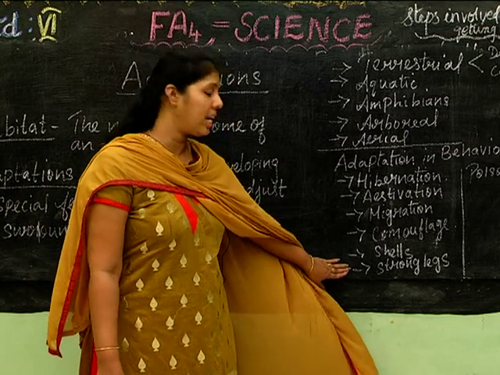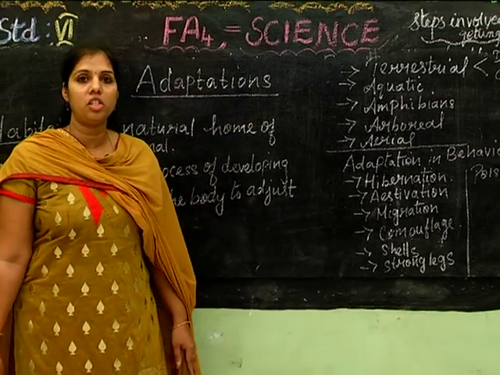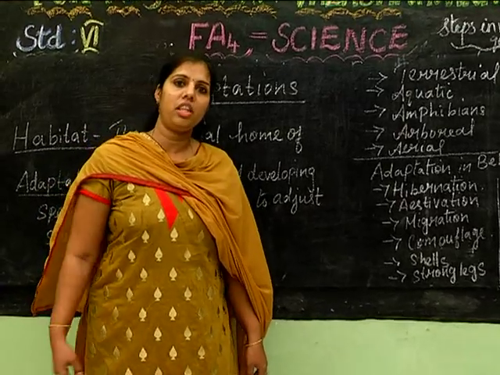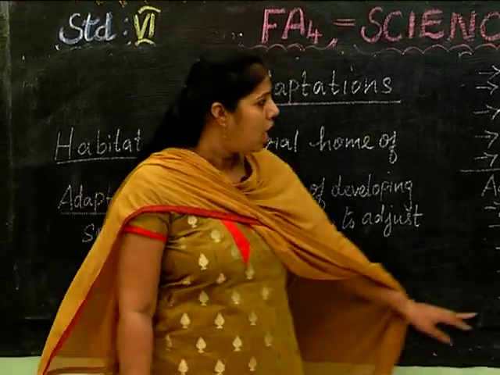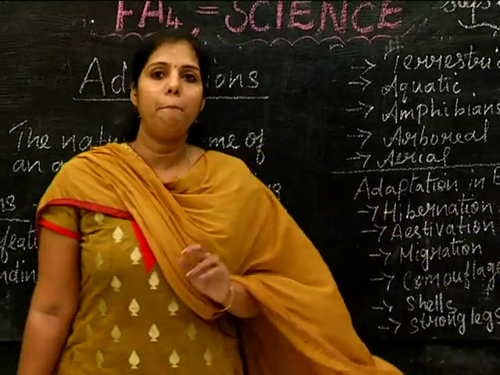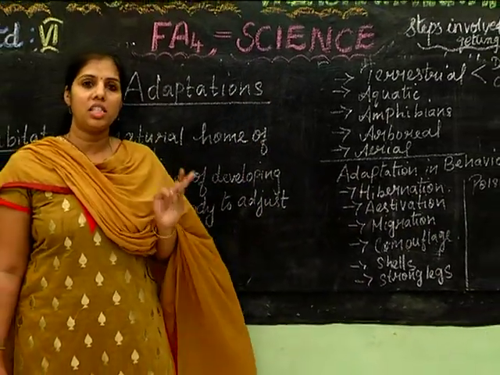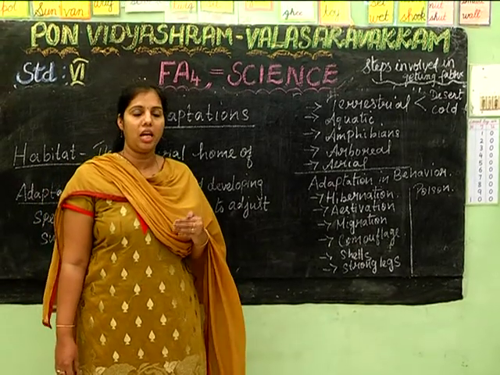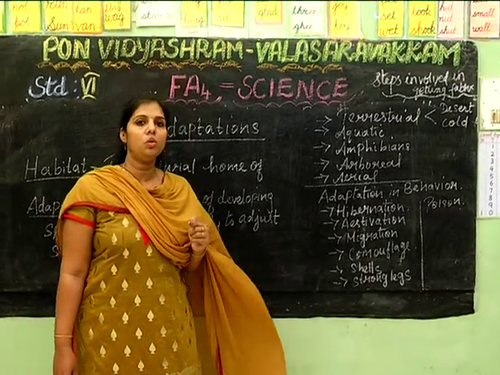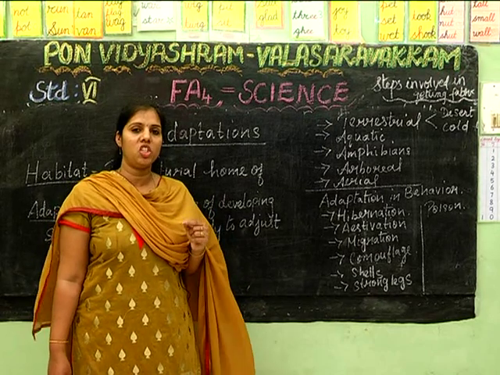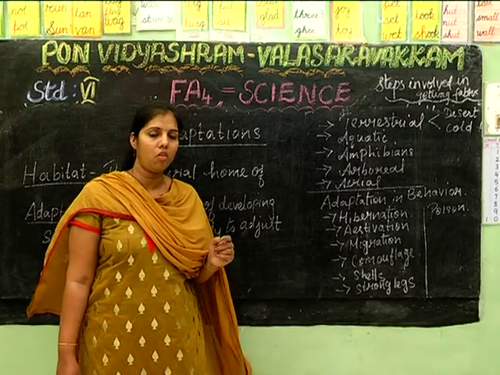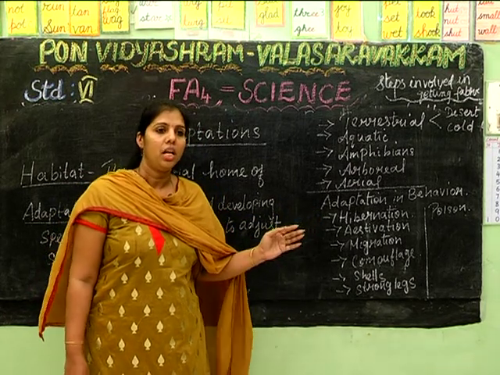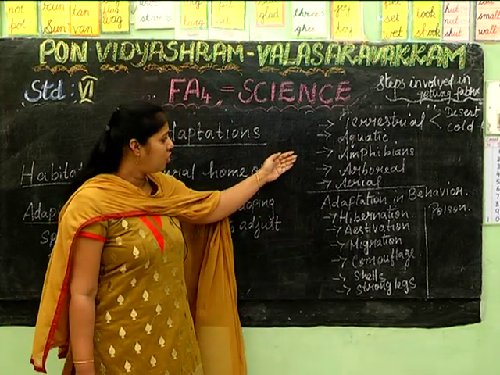Strong legs: for example, ostriches and deer have very strong legs. In case of danger, they can run very fast. And poison: bees, wasps and snakes have poison fangs and stings. In case of enemies attacking, they use the stings, which have poison, to escape from their enemies, and snakes use their fangs. These are the adaptations.